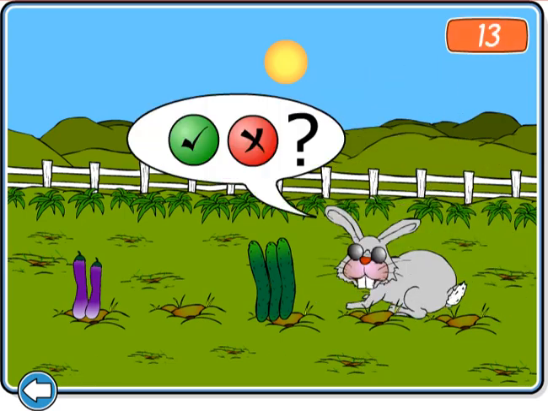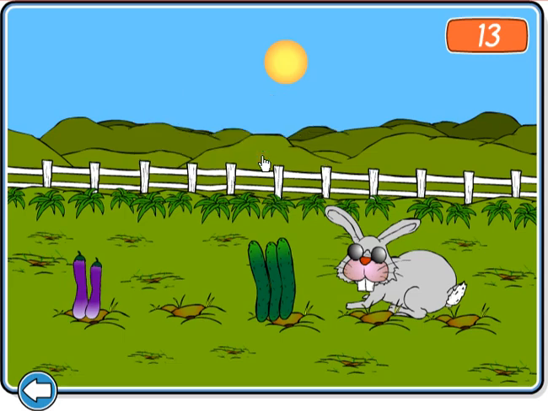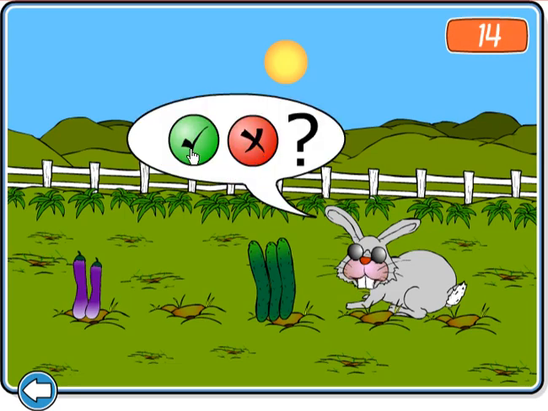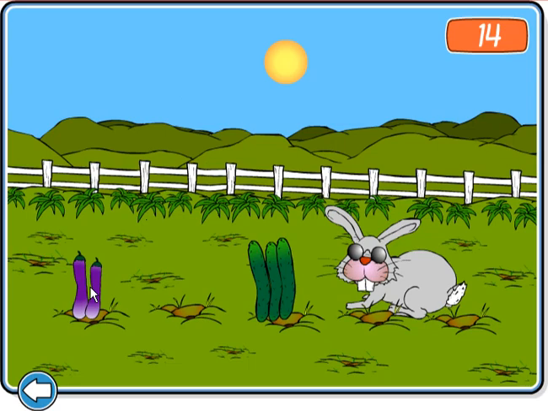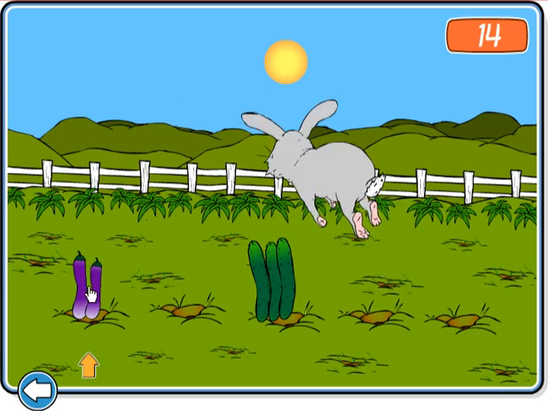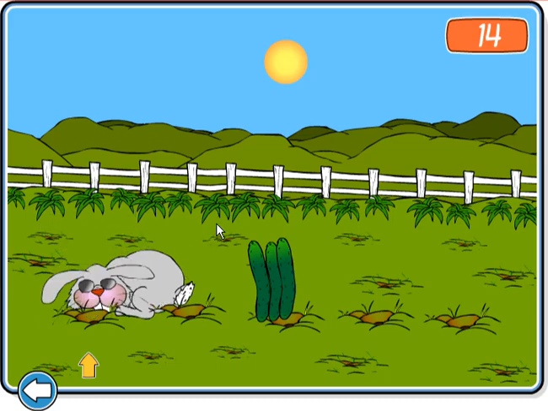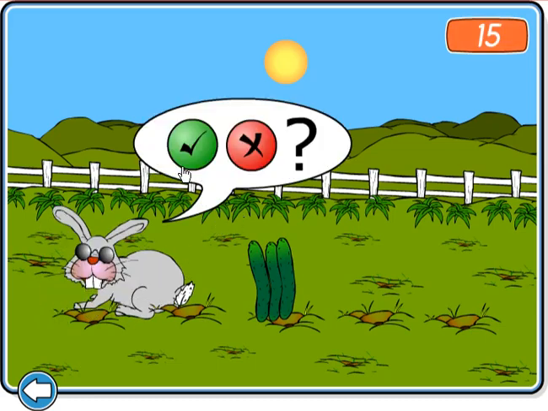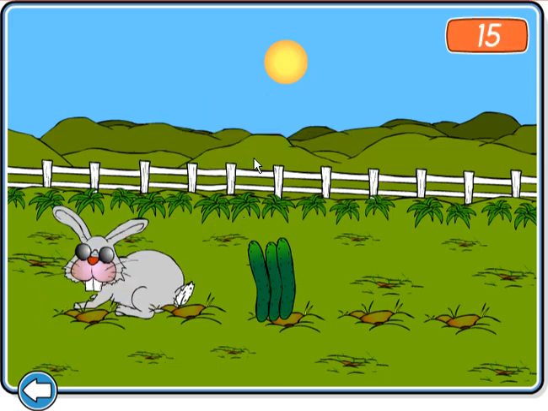Are there any tomatoes? No, there are not. There aren't any tomatoes. Are there any eggplants? Yes, there are. There are some eggplants. Are there any cucumbers? Are there any eggplants? No, there are not. There aren't any eggplants. Are there any onions? No, there are not. There aren't any onions.